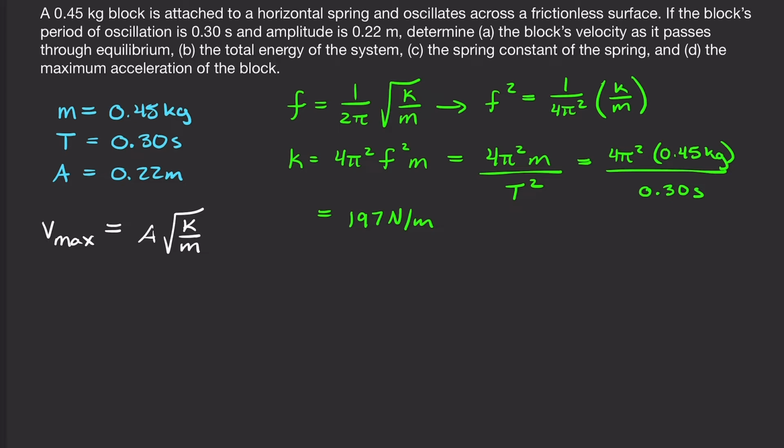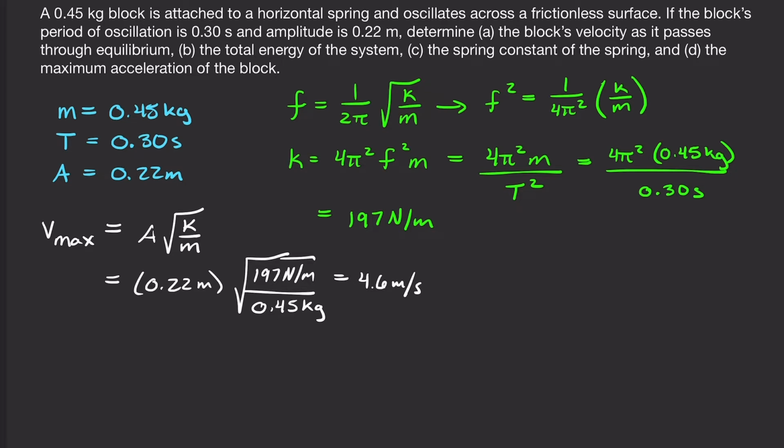So what I did was I found an equation that had what I needed, k, and it also had things that I knew, namely mass, and I knew I could get frequency from the period. So you could also start with your equation for the period if you happen to have that. So now that we have k, we can come down here and plug in. Our amplitude is 0.22 meters, times the square root of k, or 197 newtons per meter, over m, which is 0.45 kilograms. And this gives 4.6 meters per second for our maximum velocity.